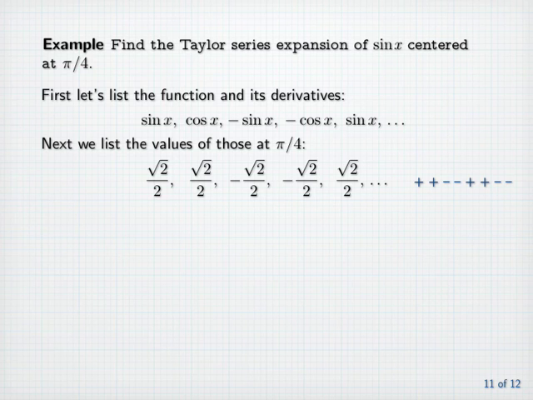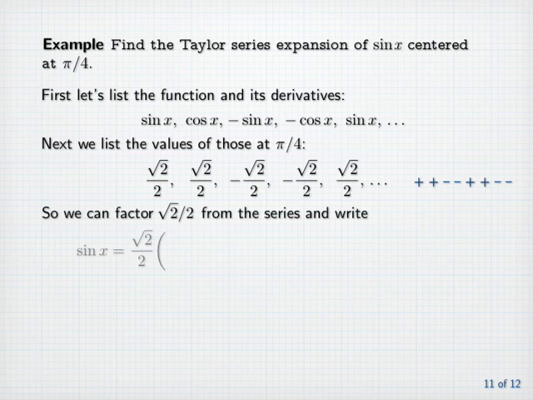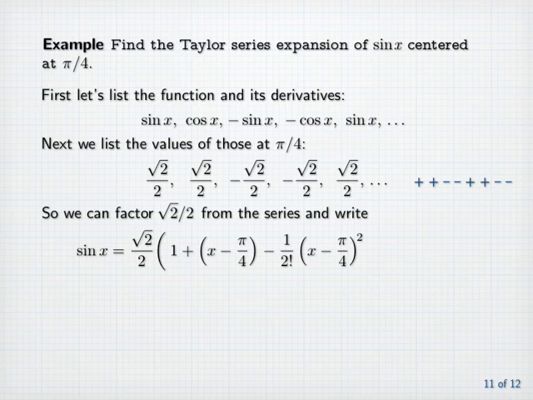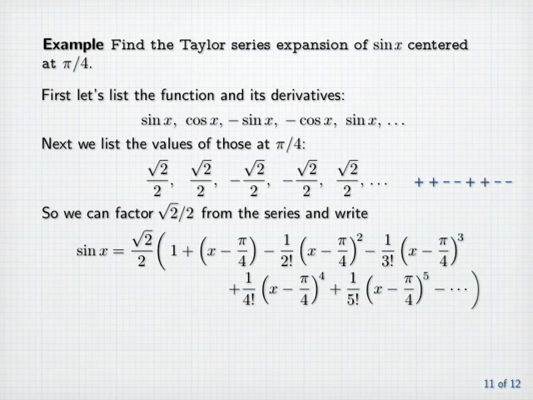So we can factor root 2 over 2 from the entire series and write sine x equals root 2 over 2 times 1 plus x minus pi over 4 to the first power minus 1 over 2 factorial times x minus pi over 4 squared minus 1 over 3 factorial times x minus pi over 4 cubed, and so on.